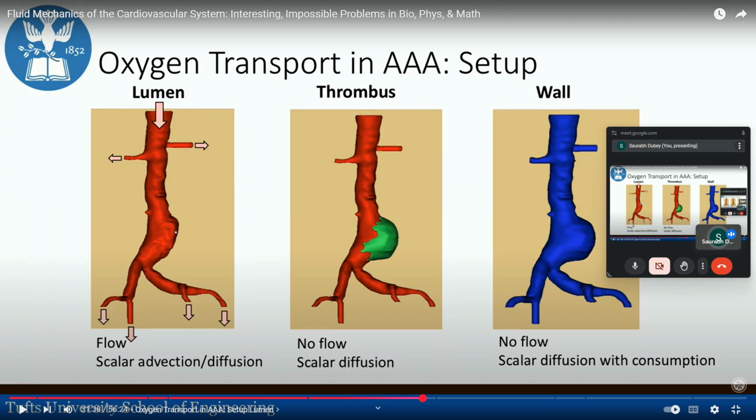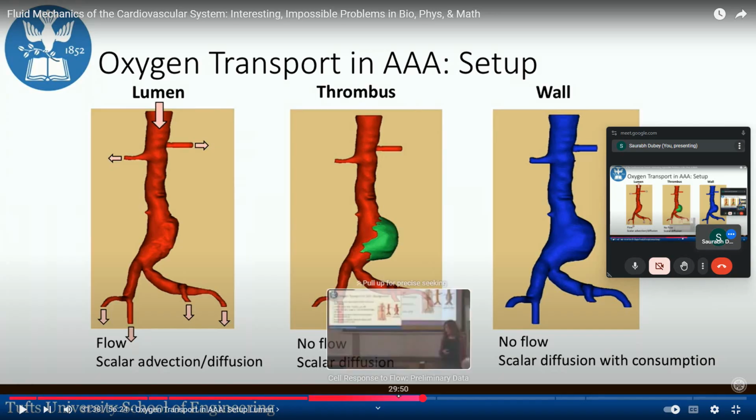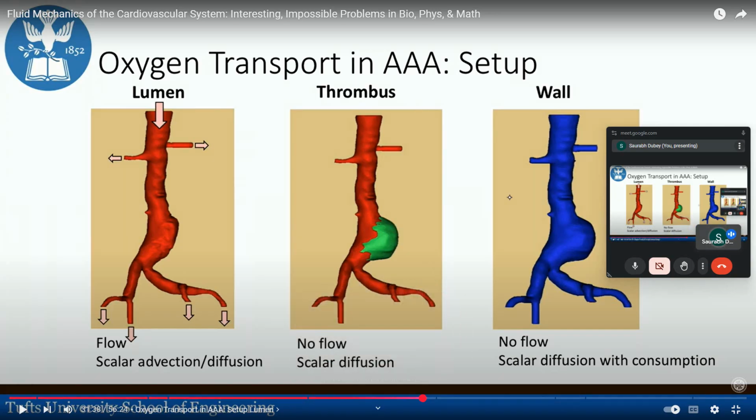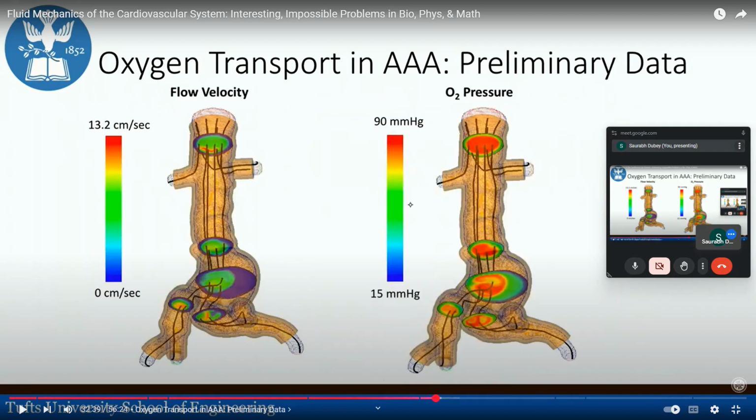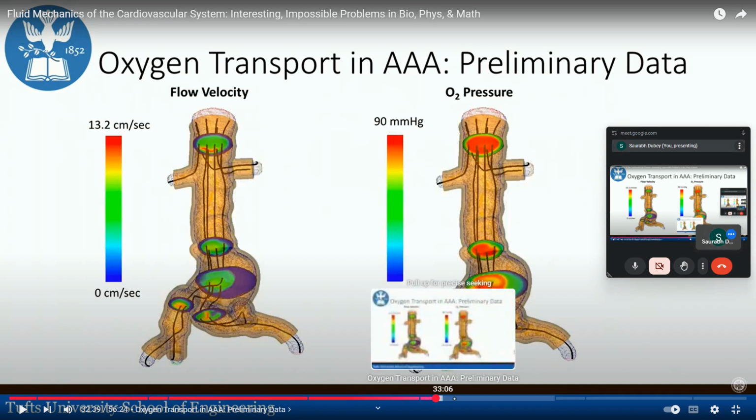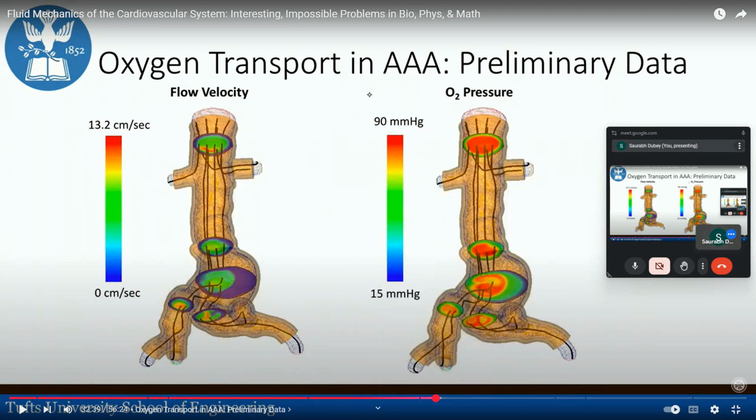So the lumen is there. You see flow, scalar advection, convection, and then the thrombus is here: no flow, scalar diffusion, and then these walls: no flow, scalar diffusion. So oxygen transport has been mapped properly, and they have seen the oxygen pressure and then the flow velocity in different cross sections, right?